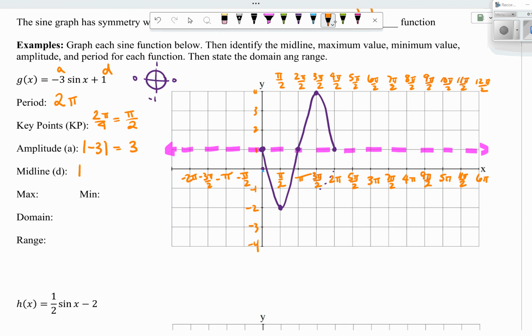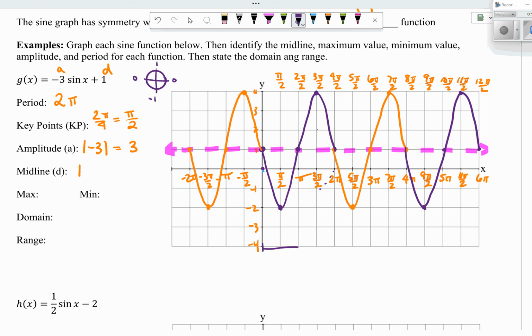And then I could keep going. So down 3, back to midline, up 3, back to the midline. So this would be a second cycle or a second wave. And then I can do a third wave. So now I have 3 waves shown. And if I go the opposite negative direction, I just go back the other way. So this will just go the reverse around our circle.